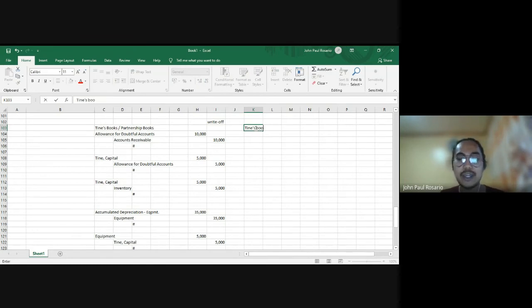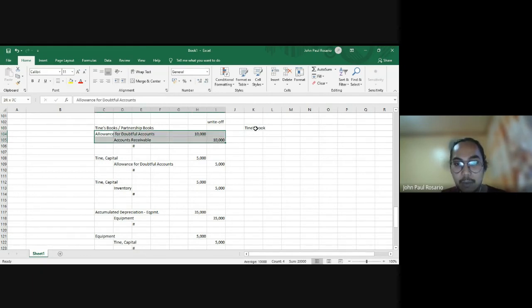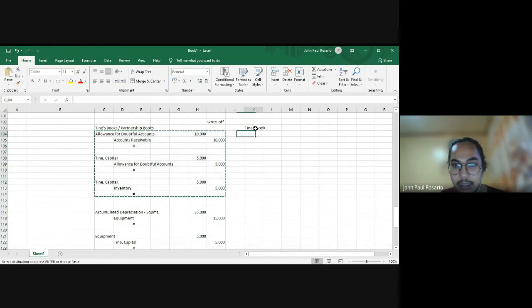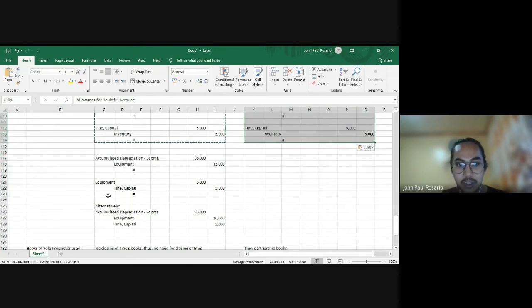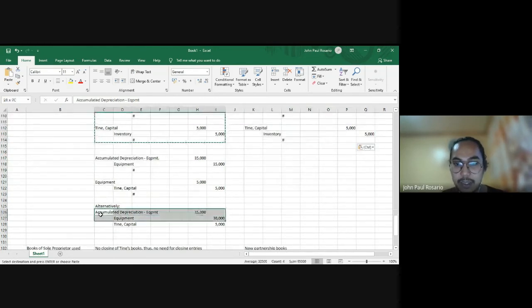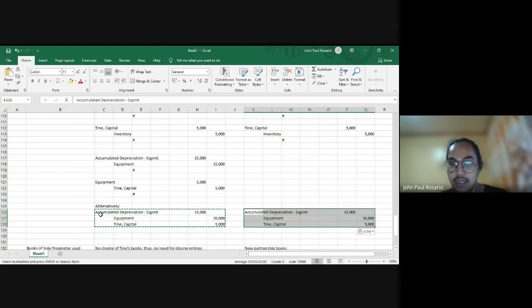A new set of books will be opened by the partnership. So we will still be recording these entries, kani siya, kani siya, kani siya. And for the equipment, let's just use the shortcut, the alternative way, because this is a lot more convenient. So adjust gihapon nato, no?